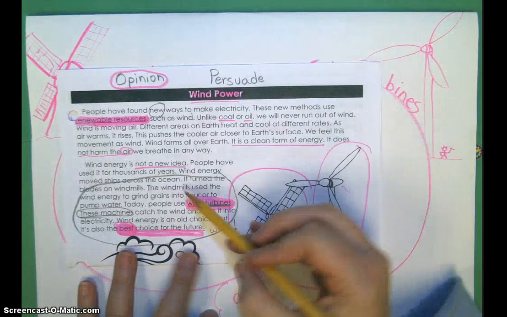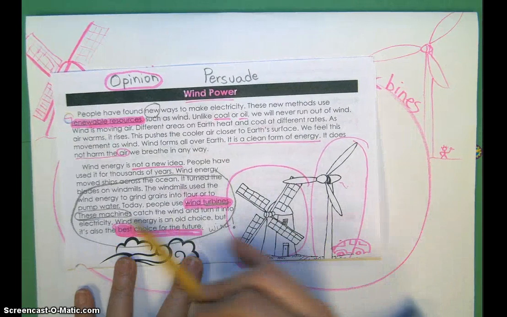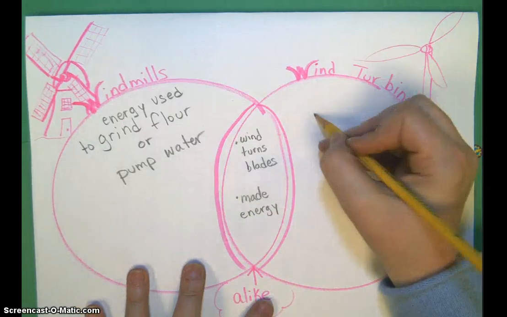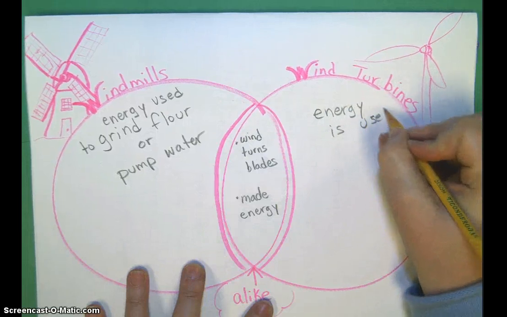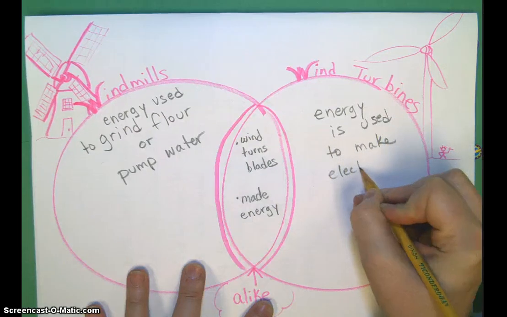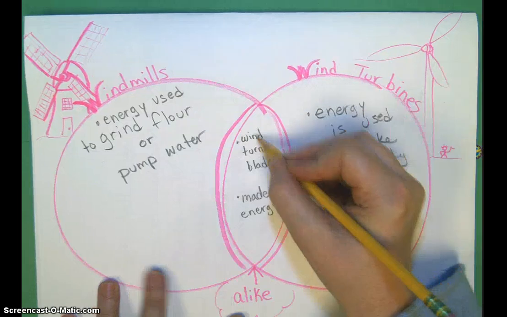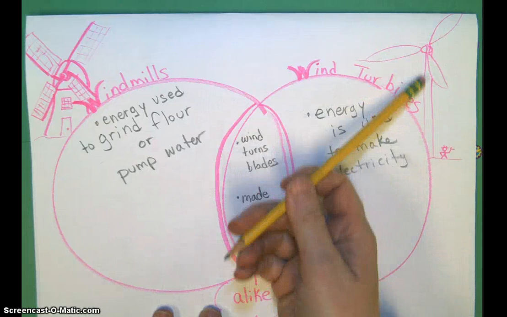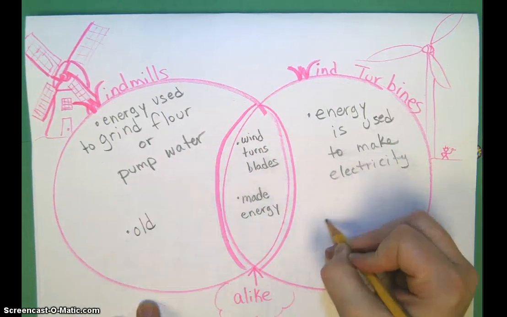Okay. The windmills. Okay. Today, people use wind turbines. These machines catch the wind and turn it into electricity. So this energy is used to make electricity. All right, so we have two things that are alike, only one thing that's different. So I'm looking at a turbine and I'm looking at a windmill and I'm remembering, oh yeah, these are kind of old and these are kind of new.